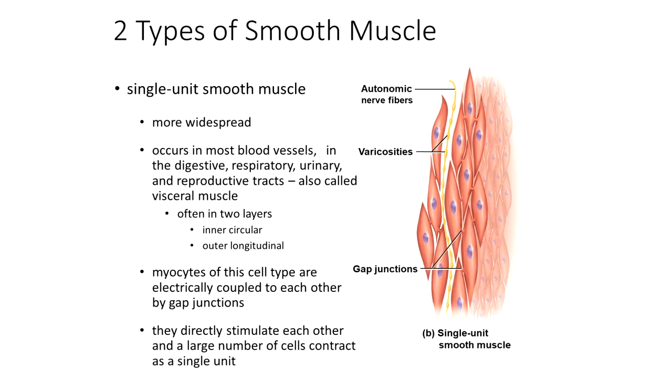There are also single-unit smooth muscle cells. They are more widespread. They occur in most of our blood vessels, in the digestive, respiratory, urinary, and reproductive tracts, and they are sometimes called visceral muscle. And they often occur in two layers, the inner circular and the outer longitudinal. Myocytes of this cell type are electrically coupled to each other by gap junctions. They directly stimulate each other, and a large number of cells contract as a single unit, hence their name.